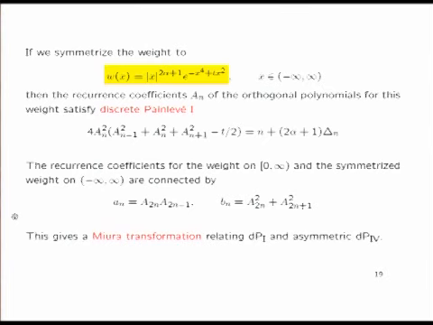The general theory of orthogonal polynomials, which you can find in Chihara's book, relates the recurrence coefficients of Laguerre with the recurrence coefficients of Hermite. So you have these relations. You know that these satisfy discrete Painlevé 1, and we know that these satisfy asymmetric Painlevé 4. So that is the Miura transformation between these two. So orthogonal polynomials gives you more than just the discrete Painlevés. It gives you some natural transformation, quadratic transformations.